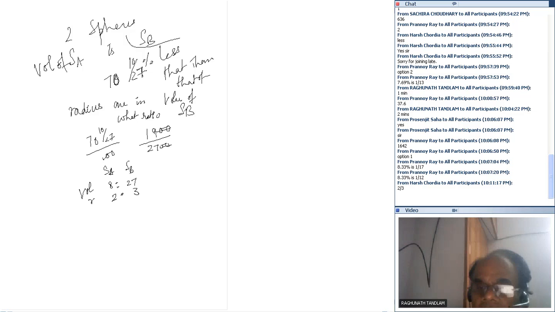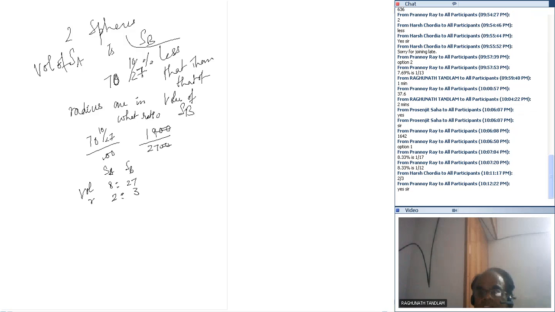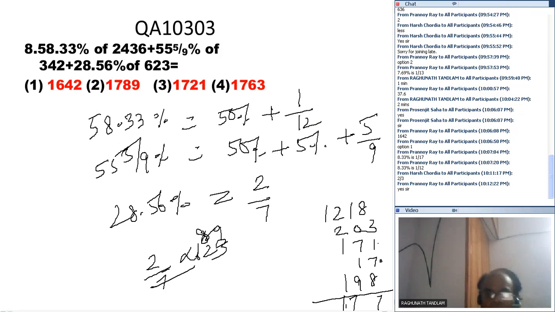Are we clear? You didn't see 7010/27%. It is the same as 19 by 27. That means if the volume of sphere B is 27, the volume of sphere A is 8, and the radii are in the ratio 2 is to 3, because volume is proportional to the cube of the radius.